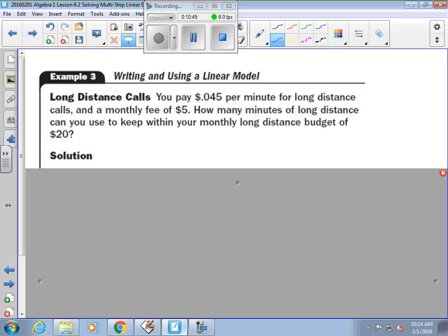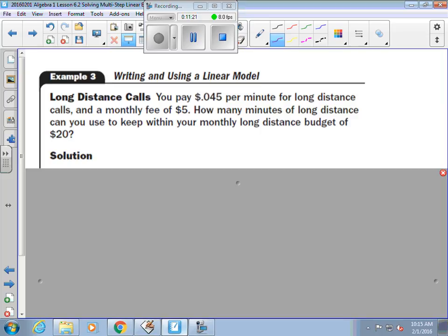Example number 3 says writing and using a linear model. Long distance calls, you pay 45. It says not 45 cents per minute, 0.045 per minute for long distance. So that's like 4.5 cents for long distance. And a monthly fee of $5. How many minutes of long distance can you use to keep within your monthly long distance budget of $20? So your budget is $20.